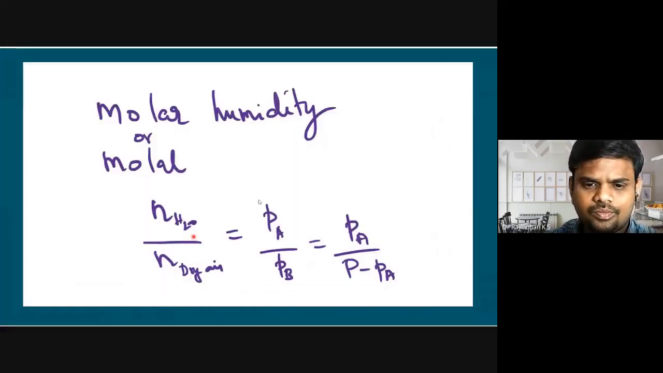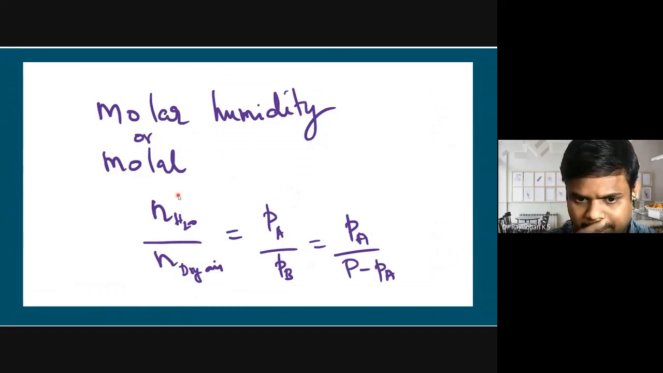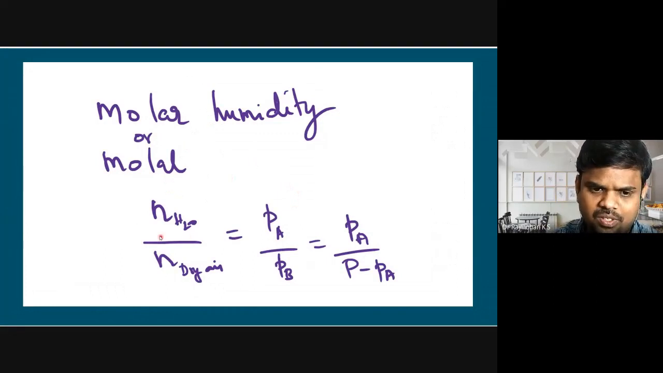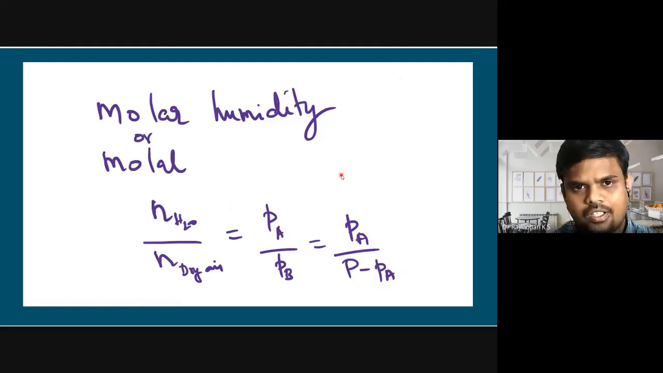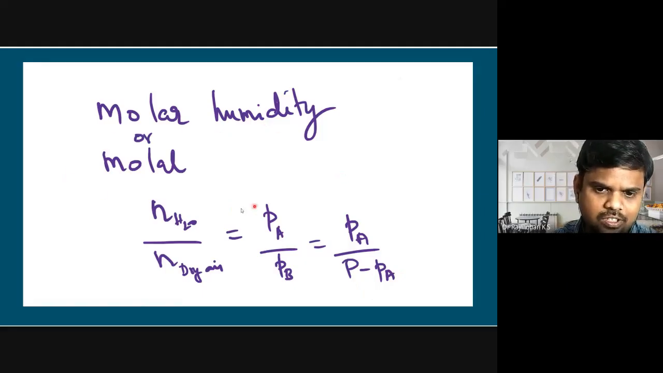So let's just recall how to determine the molar humidity or molal humidity. It is for the air water system. It is the number of moles of water vapor per number of moles of dry air, which can be given as partial pressure of A by partial pressure of B, where A is water and B is dry air. So we have PA by P minus PA. These formulas we are going to make use of in the numericals we are going to solve. That's why I am just recalling. These things have been discussed in detail in the previous lecture, in which all the terms are defined. So here I am giving you equations to use directly.